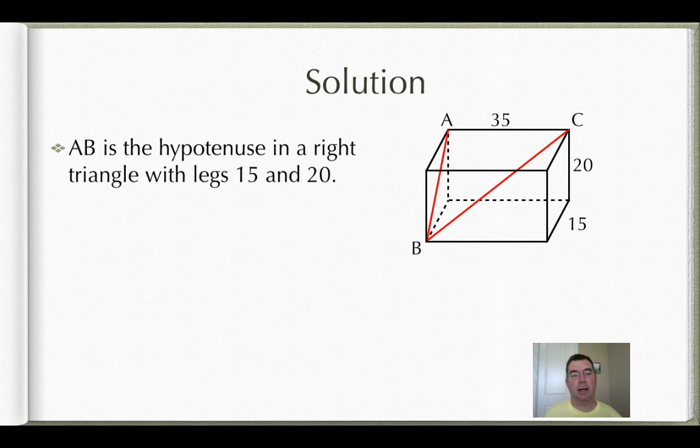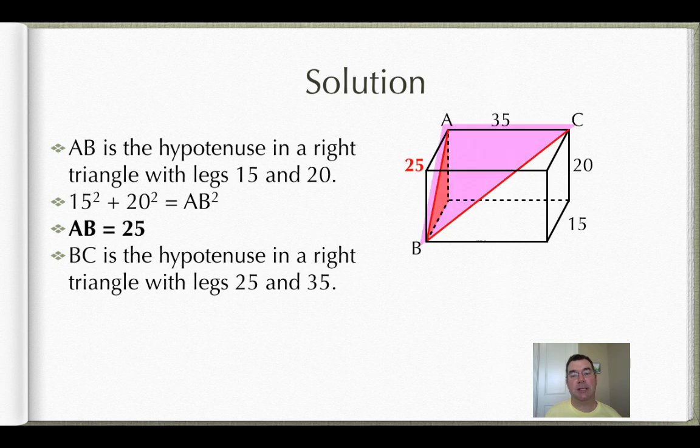So let's look at AB. If I look at that orange triangle there, it is a right triangle, even though it doesn't look like it two-dimensionally, but it is a right triangle with legs 15 and 20, and I want to know what the hypotenuse is. So using Pythagorean theorem, 15 squared plus 20 squared is AB squared, and that makes AB equal to 25.